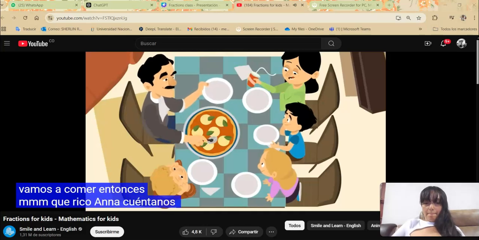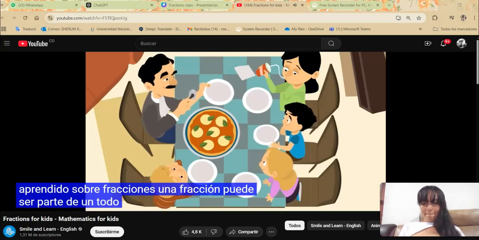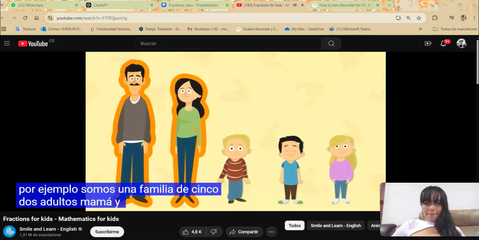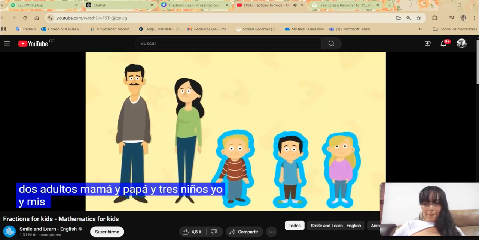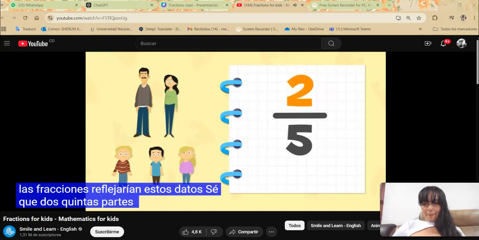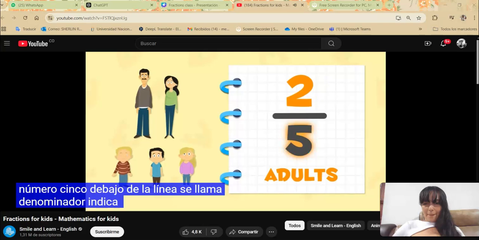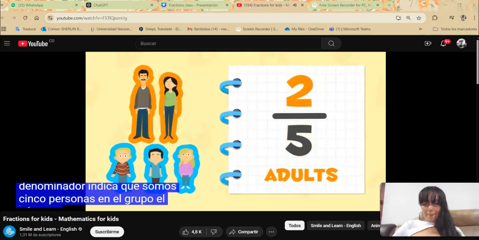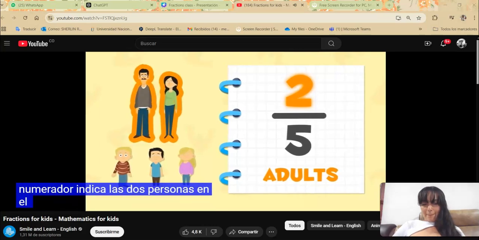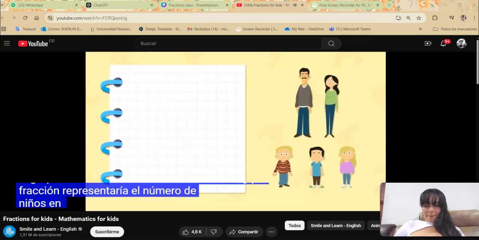Mmm, so yummy. Anna, tell us what you learned about fractions. A fraction can be a part of a whole. For example, we are a family of 5. 2 adults, mom and dad, and 3 kids, me and my siblings. Very well, so what fractions would reflect this data? I know that 2/5 of the group are adults. Number 5 below the line is called the denominator. It indicates that we are 5 people in the group. Number 2 above the line is called the numerator. It indicates the 2 people in the group are adults. Exactly. So, what fraction would represent the number of kids in our family?